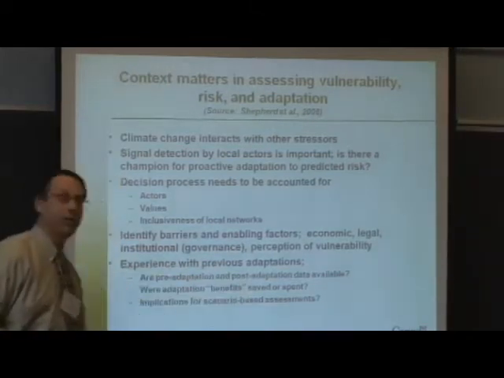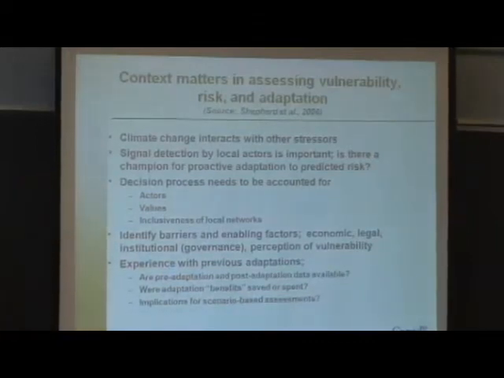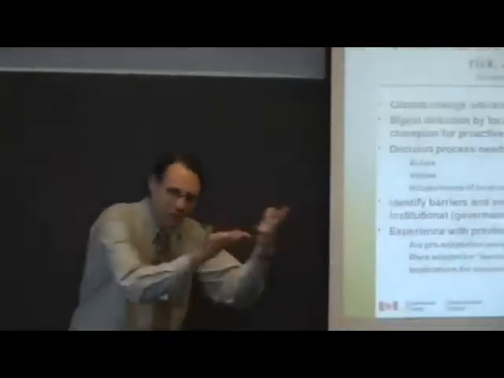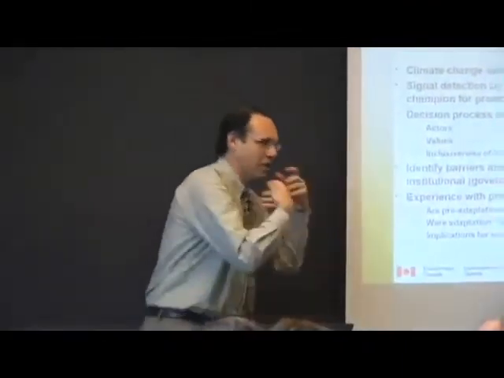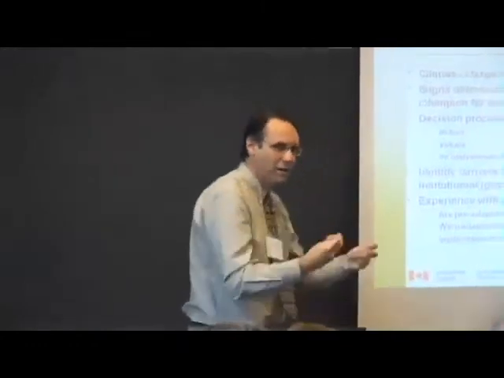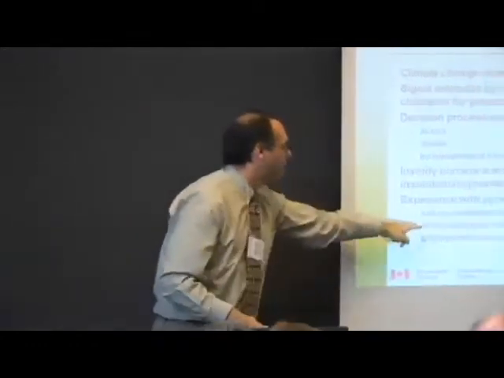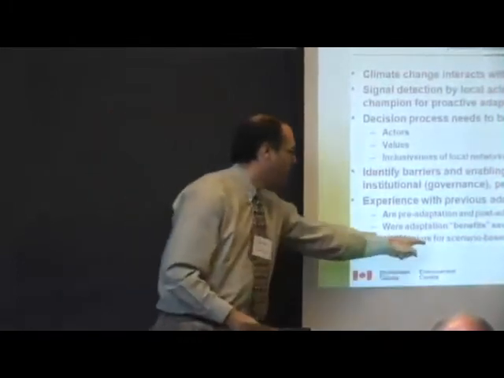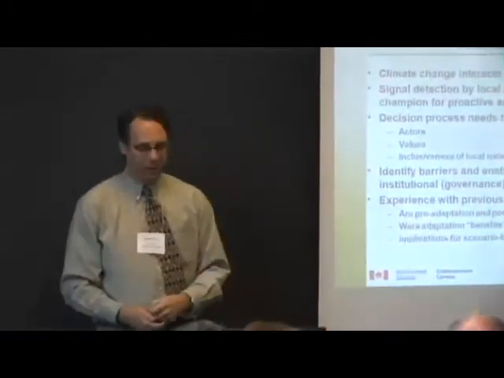Any pre-adaptation and post-adaptation data available? Maybe they weren't reacting to climate change, they were reacting to some other kind of stress, but is there a record that says, okay, we know how well this worked. We can present it to you. The change in metering, the change in a dam size, the change in zoning. We can tell you how well this worked. Were adaptation benefits saved or were they spent on something else? And what are the implications that this has for any scenario-based assessment?